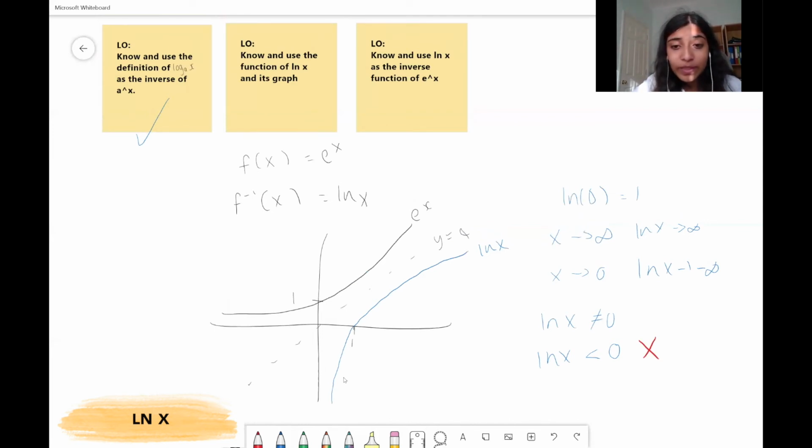So just remember that ln x is the inverse of e to the power of x. So to draw its graph, you just reflect it on the line y equals x. And then the key definitions you need to know is that ln 1 is 0, but x can't be 0 and it can't be less than 0. So that's the second learning objective done.